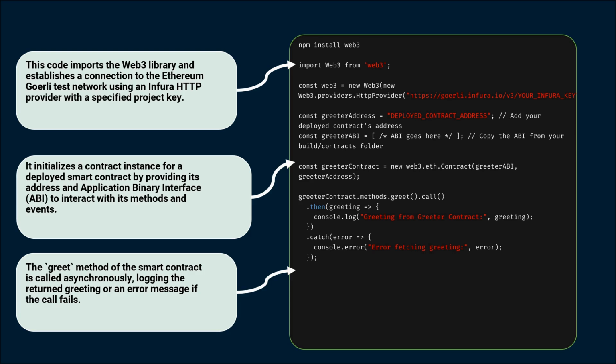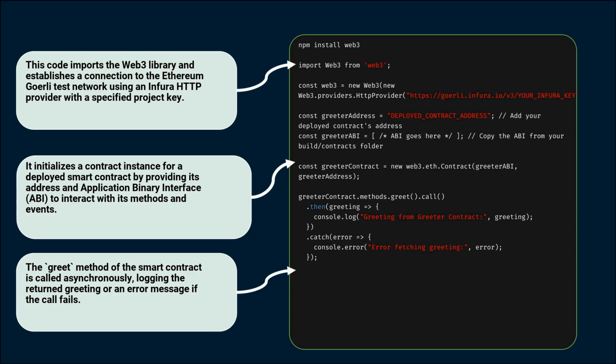Once this connection is set up, we define the Greeter contract's address, which you should have obtained during the deployment phase. Additionally, you'll need the ABI, application binary interface, for the contract, which describes the methods and structures of the smart contract. With both the contract's address and ABI at hand, we create an instance of the Greeter contract. This instance allows us to interact with the smart contract's functions.